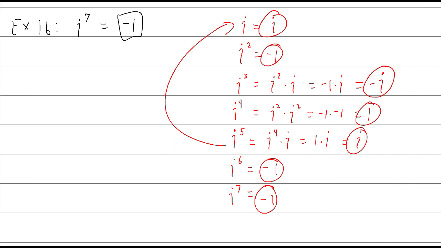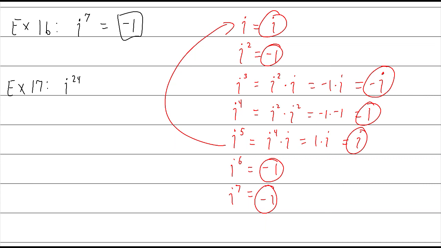Okay, let's do a more complicated example. I can write it right under it. Example 17 says i to the 24th power. All right, so now it's a little tricky, right? But remember what we said. Every time you get i to the fourth power, it equals 1. So it basically cancels out.